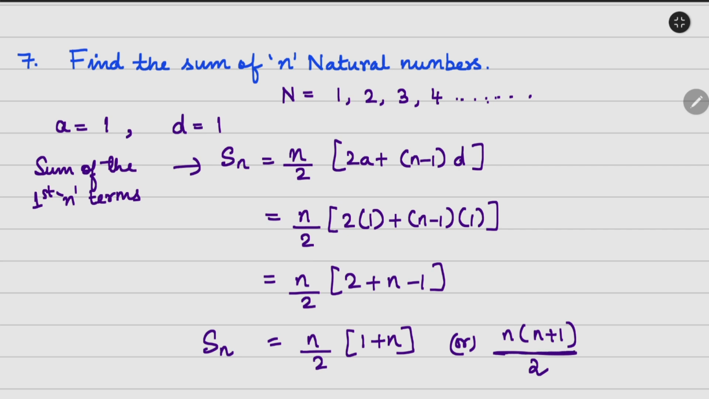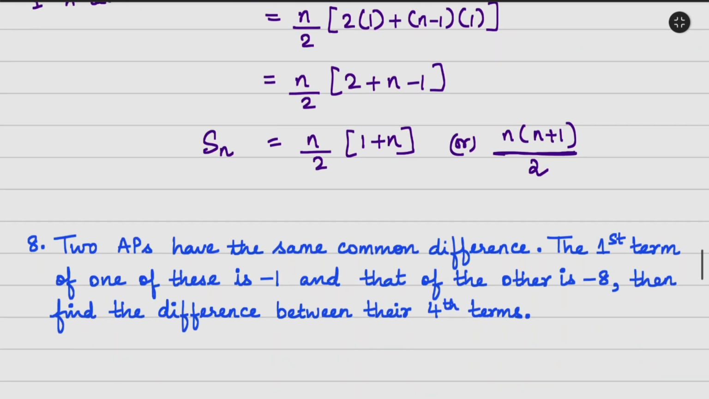So if you have to calculate the sum of first 10 natural numbers, you can just substitute the value of 10 into 11 by 2. That's the easiest way to calculate the sum of any n natural numbers. I hope it's clear. Let's move on to the next question.